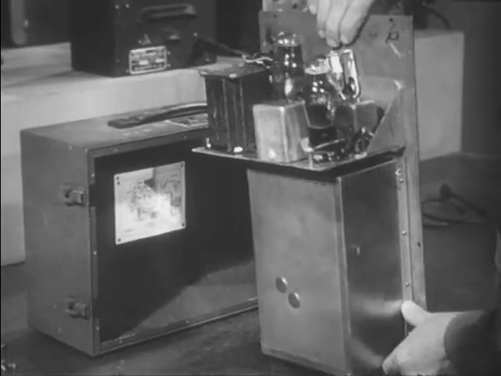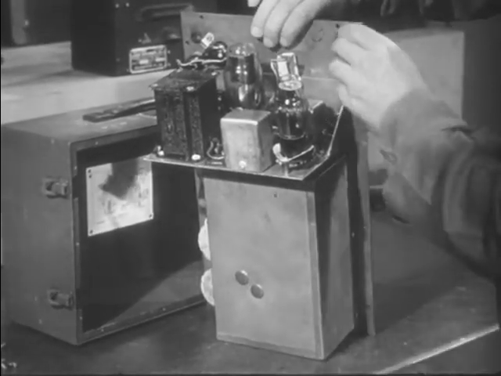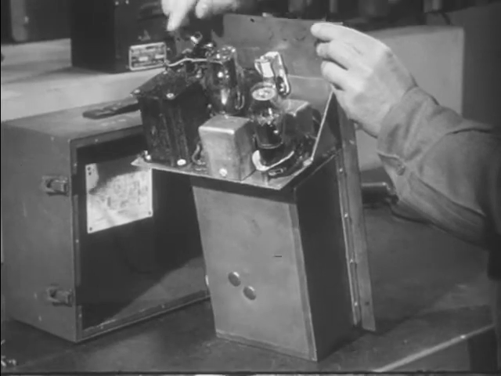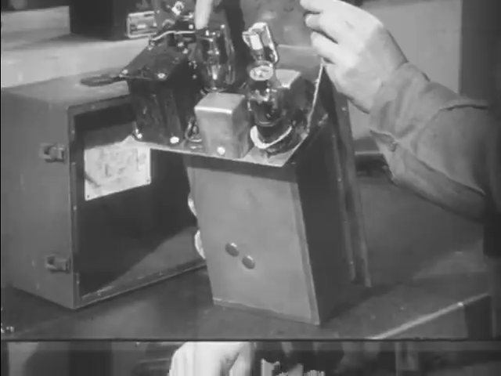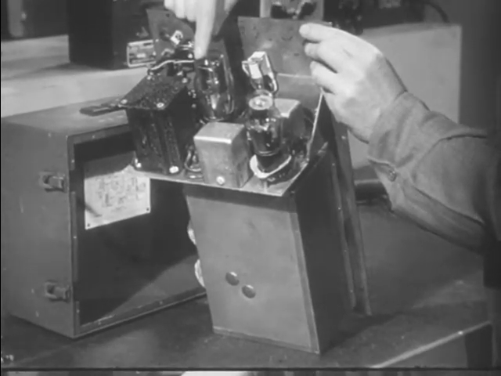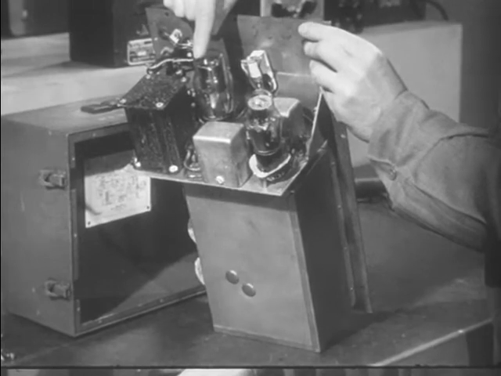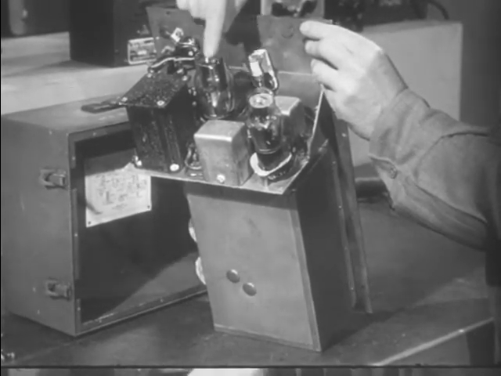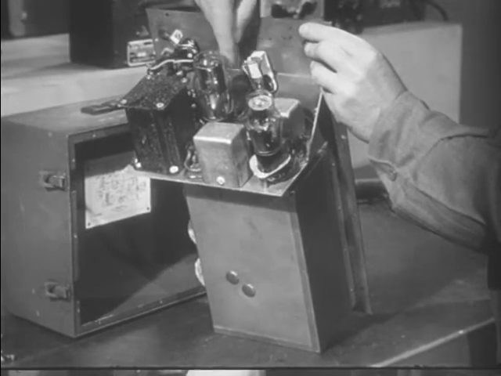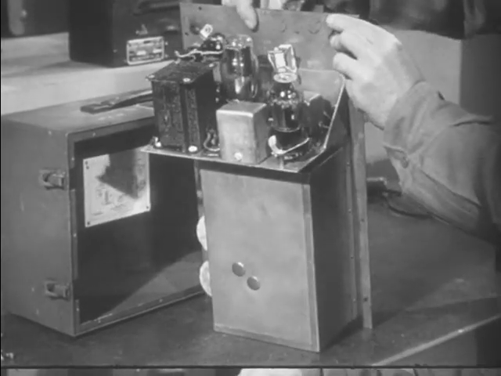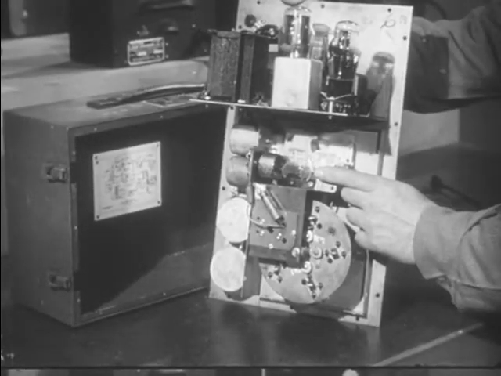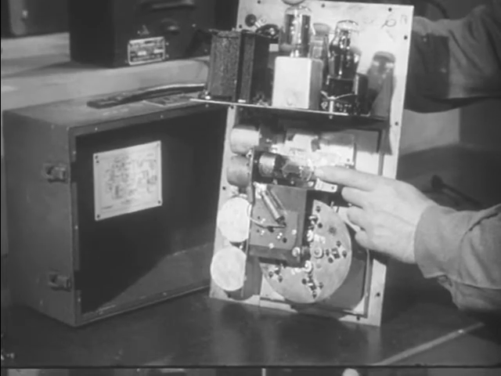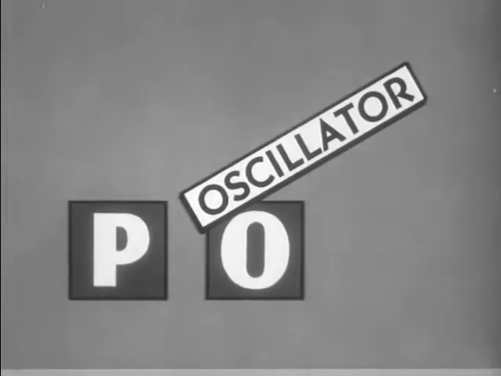Let's examine the how and why of its operation. It has its own power supply with vacuum tube rectifier for producing DC voltage from a 110-volt AC power source. It has a filter system. And, of course, a vacuum tube oscillator. So far, we have an oscillator plus a power supply.